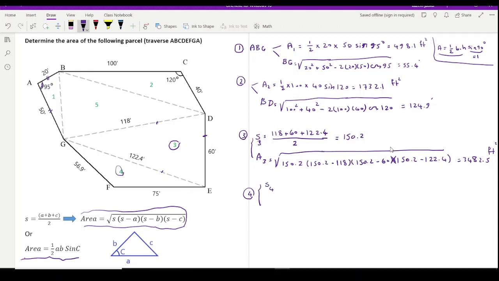And for area 4, which is this one, again, we can use the same method. First, calculate S. Again, I'm using S4 because it's A4. It's going to be equal to 122.4 plus 75 plus 56.9, divided by, don't forget, 2, not 3. If you divide by 3 it means you're taking the average. We are not doing that. If you solve it, dividing by 2 will give us 127.2.